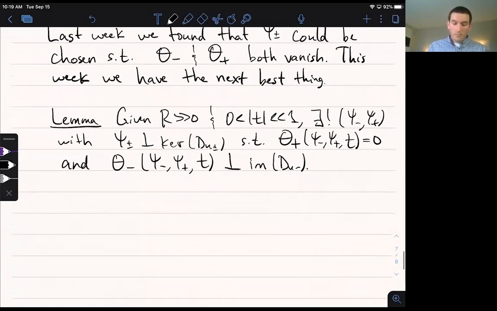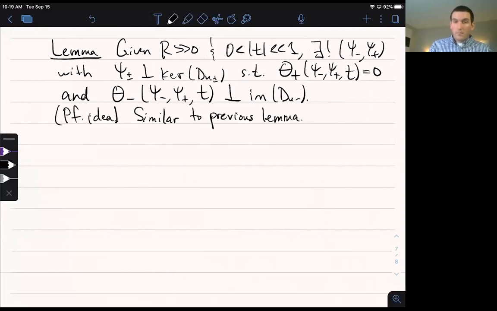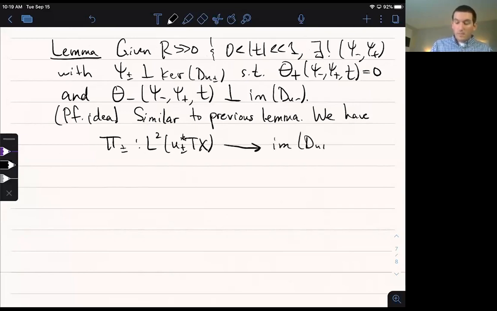I think I'll prove this at the same level of detail as last week's proof, basically by saying, look at last week's proof, because this is just going to be another contraction mapping. So we have these projections, pi plus or minus, from the L2 space down to the image. And last week, because du plus or minus was surjective, we were able to just define an inverse entirely and define it on the image.